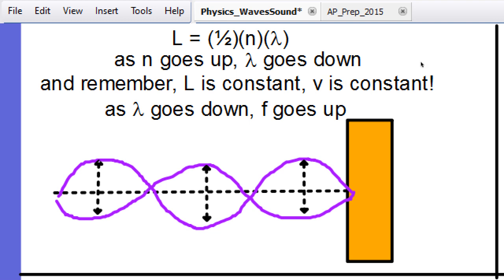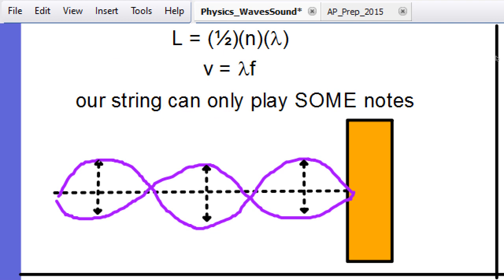Now, if you remember, in music, the frequency is the note that you're playing, called the pitch. So this string can only play certain notes. It can only play frequencies that you can get using these two equations. As n goes up, 1, 2, 3, 4, 5, and so on, that changes the wavelength, which changes the frequencies. So you can solve what possible notes can be played on your string.